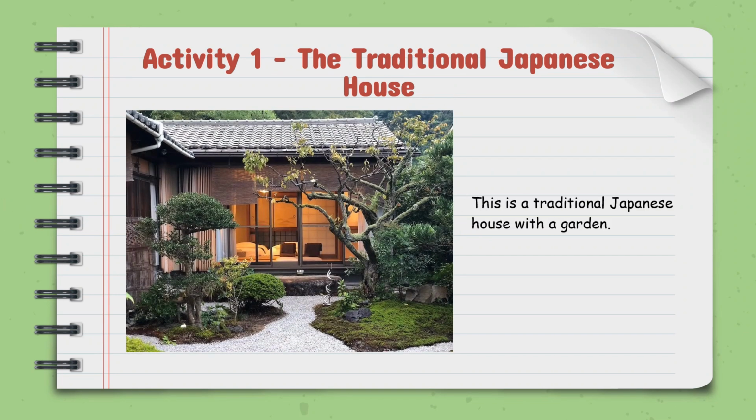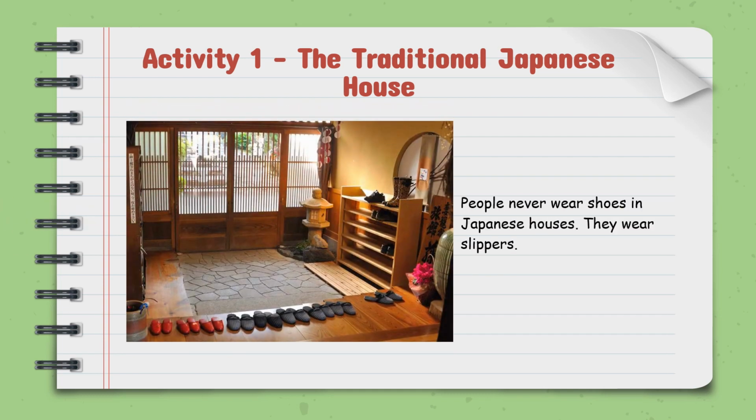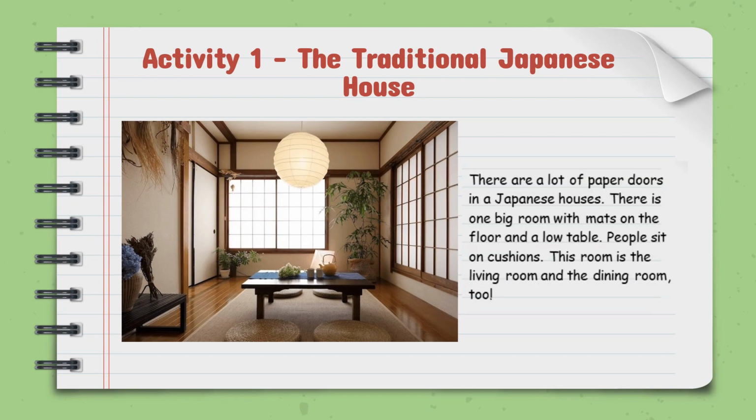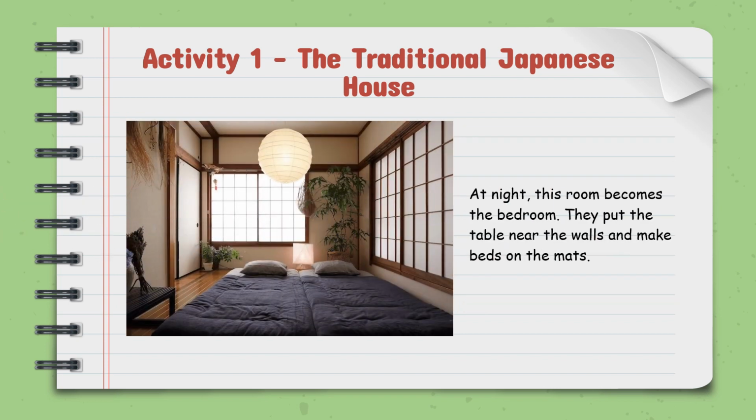This is a traditional Japanese house with a garden. People never wear shoes in Japanese houses. They wear slippers. There are a lot of paper doors in a Japanese house. There is one big room with mats on the floor and a low table. People sit on cushions. This room is the living room and the dining room too. At night, this room becomes the bedroom. They put the table near the walls and make beds on the mats.